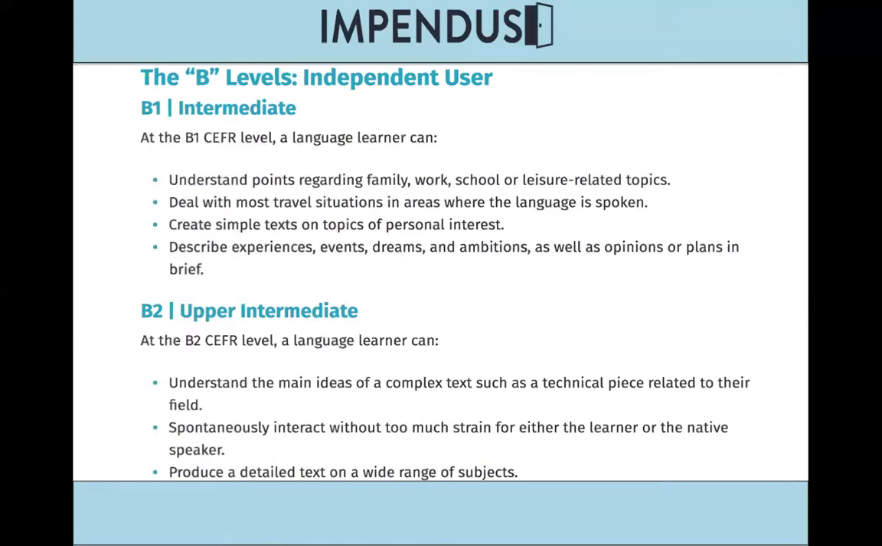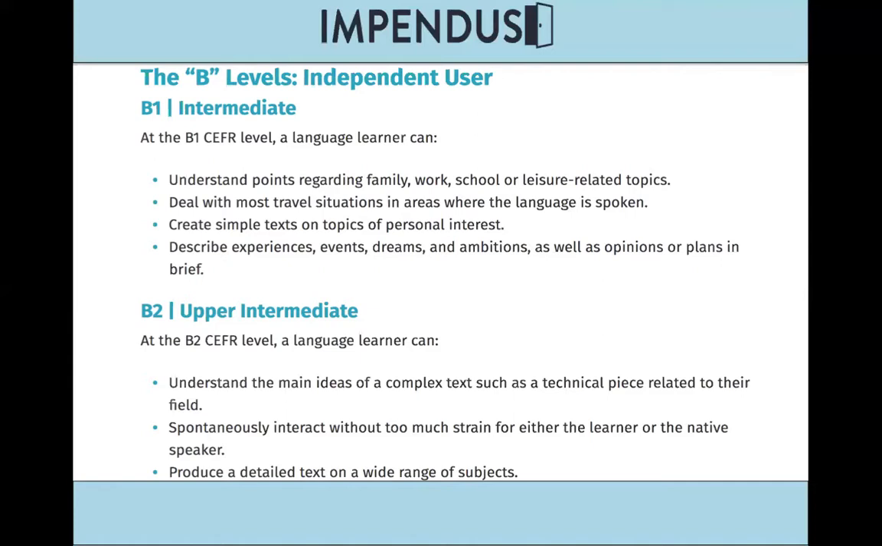Additionally, they can create simple texts on topics of personal interest, and they can describe experiences, events, dreams, and ambitions, as well as opinions or plans in brief. A B2 upper intermediate student, however, can take those categories and expand them. You'll see their accuracy improving on the topics that a B1 level student can talk about. They can talk about it with more detail, more depth.